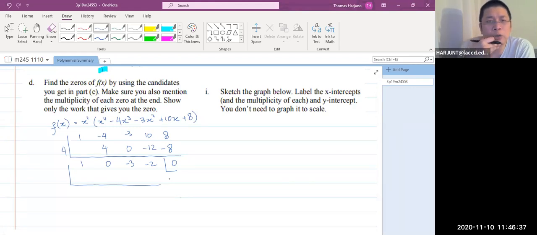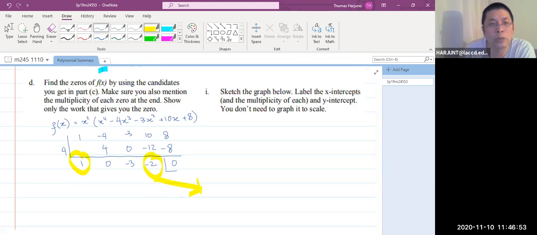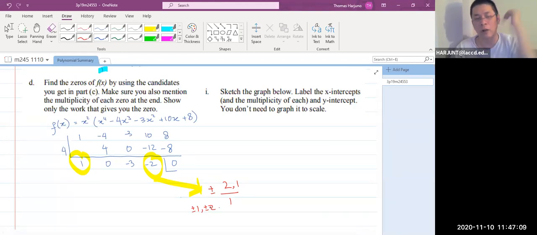Actually, do you realize that I should not try 4 anymore? The 4 cannot be another 0. Why? According to the rational zero theorem, if you try anything, it has to be the factors of 2 over factors of 1. So your choice is only plus minus 1 and plus minus 2 right now. You should not try 4 anymore. Duh, Thomas, you're working too hard trying that 4 earlier.